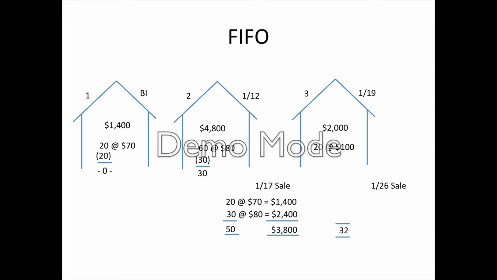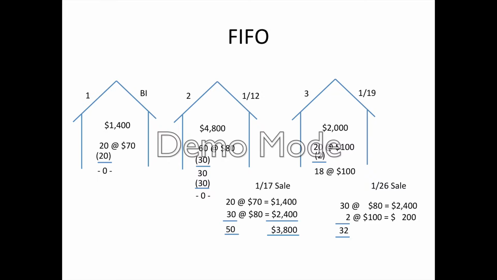Now we turn to the January 26th sale of 32 units. Since we have 30 units left in garage 2, we use them in the January 26th sale. But we need 2 more units to complete the sale, so we get them from the third garage, or the January 19th purchase, which leaves 18 units in the third garage. That is ending inventory.